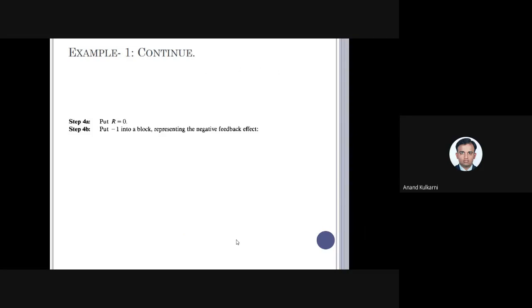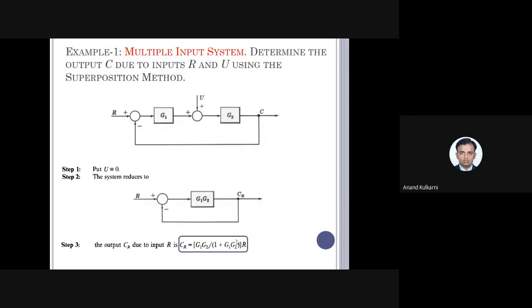Now, see here, as I told, if there are two inputs, we'll have two parts in the problem. If there are three inputs, we'll have three parts. So, in this, as there are only two inputs, we have two parts. In part 1, you make U as 0. After making U as 0, this summing point gets nullified. There will be no summing point because it will be a direct link. So, as these two are in cascade, G1, G2, we get C by R is equal to G1 G2 divided by 1 plus, because it is negative feedback here, 1 plus G1 G2. So this is one part.